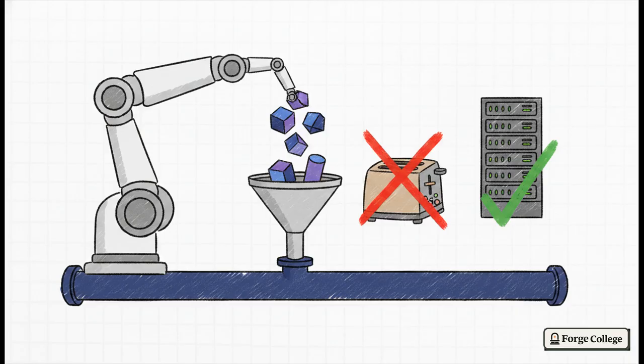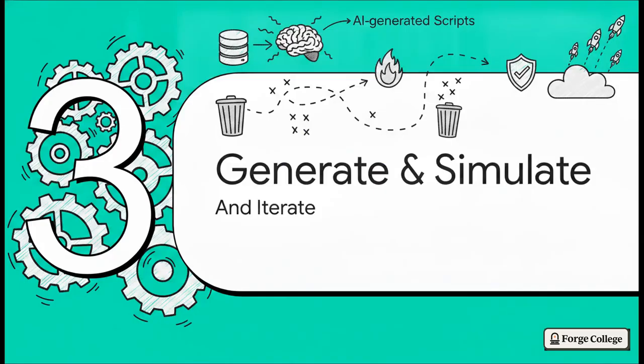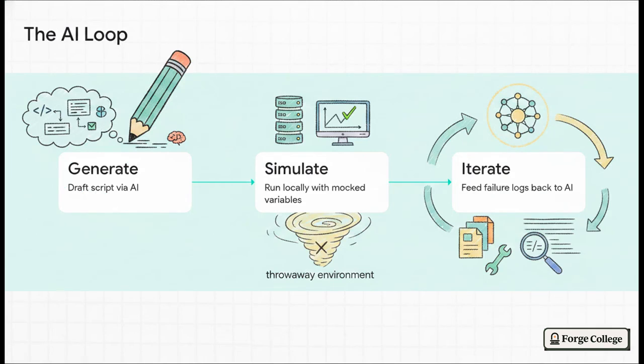Which brings us to how we actually test this stuff without blowing up production. That brings us to Section 3, generate, simulate, and iterate. So we've got our AI-generated scripts, but whatever you do, do not just push them straight to the main branch. Instead, we use a really strict three-stage loop: generate, simulate, and iterate.